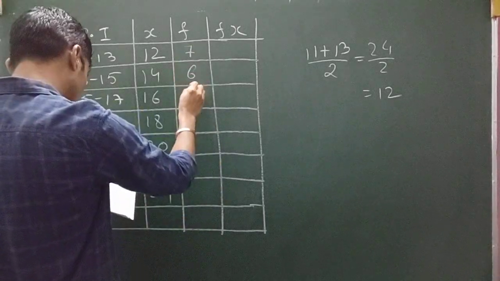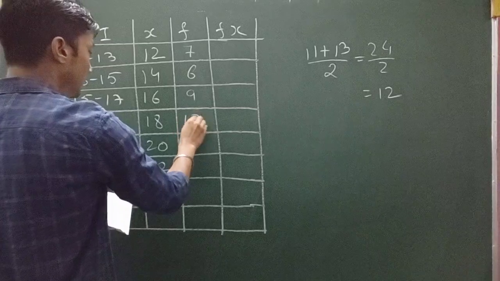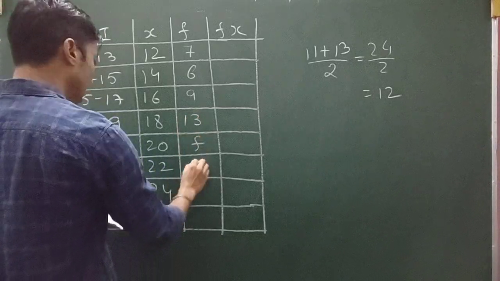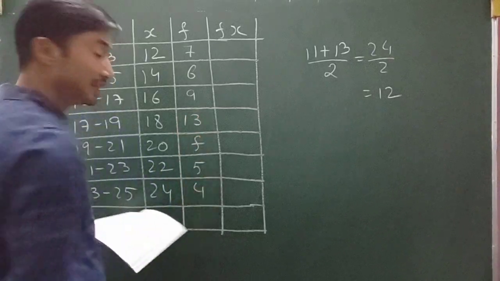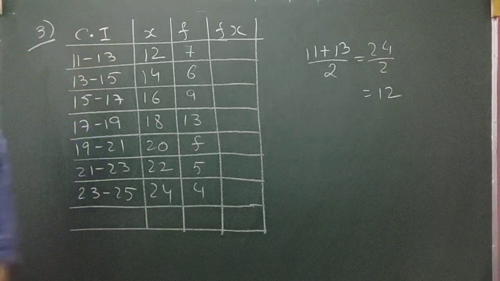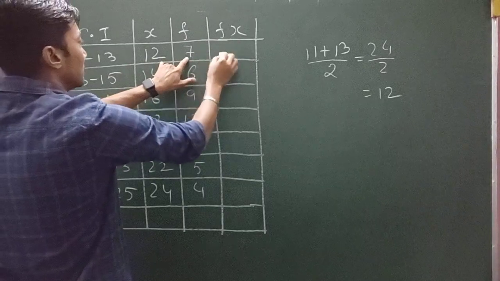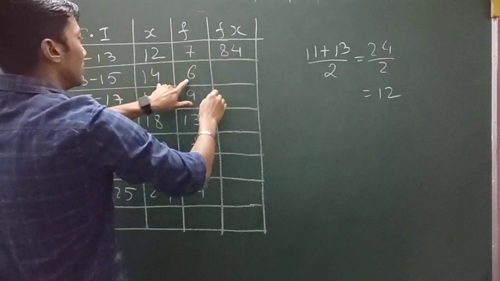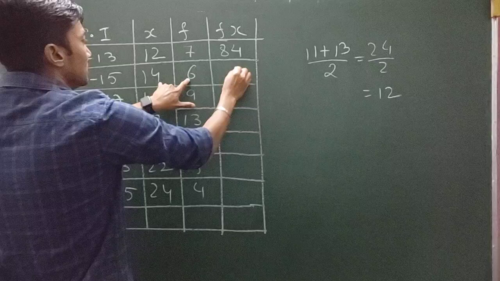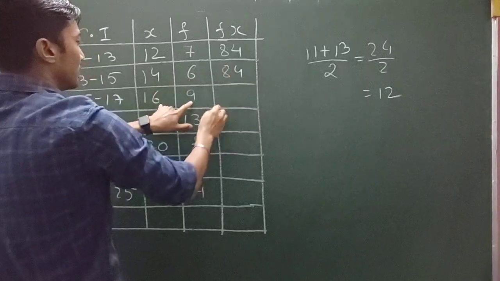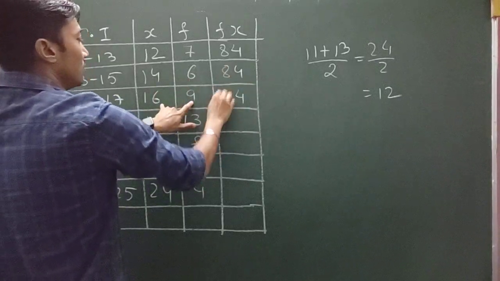Frequency: 7, 6, 9, 13, and F. That's what we are supposed to calculate, the missing frequency. Anyway, let's just continue with this. Find out the product: 7 into 12, 84. This one, 6 into 14, 84. This one, 9 into 16, 144.